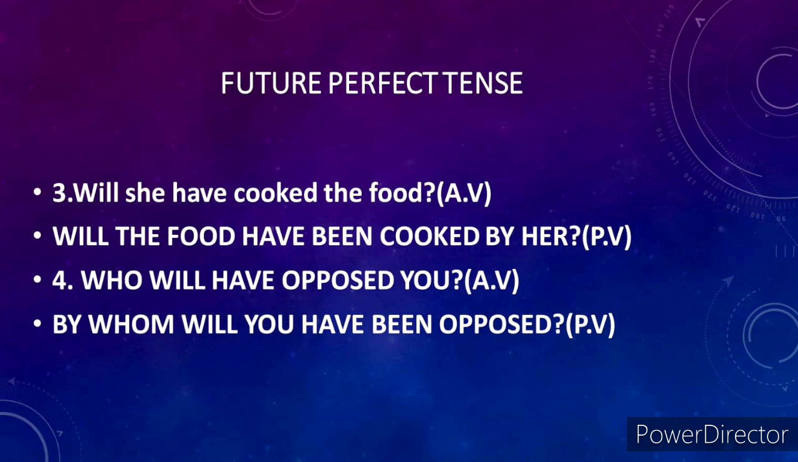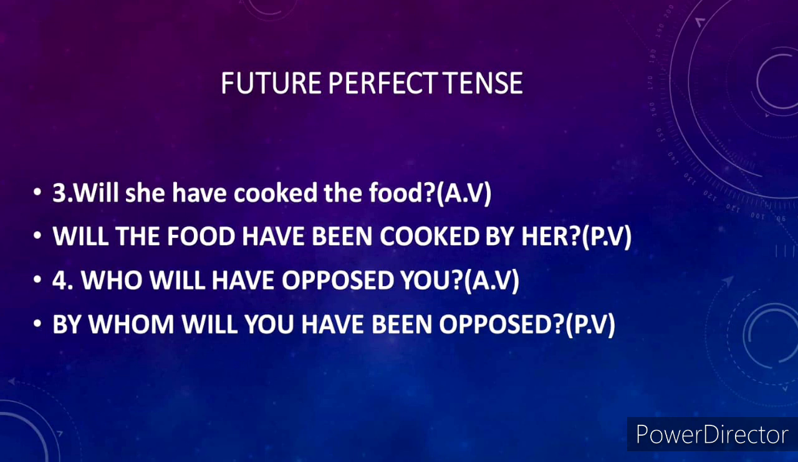Next example, will she have cooked the food? It's an active voice. It's an interrogative question form, positive interrogative. Will the food have been cooked by her? Here there is no change in will. In active voice, the food is the object, it will become the subject. The food have been cooked, cooked is the V3 form, by is the preposition, she becomes her. Will the food have been cooked by her, it's a passive voice.